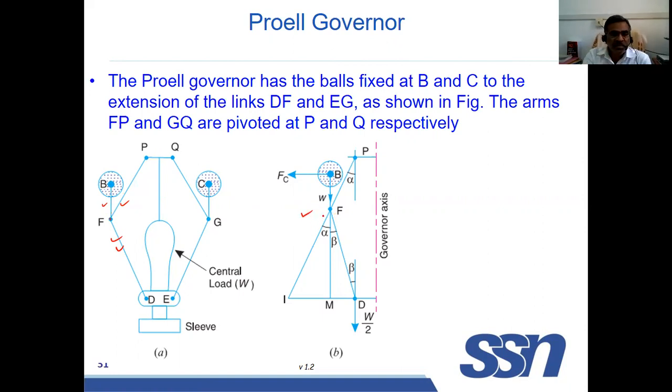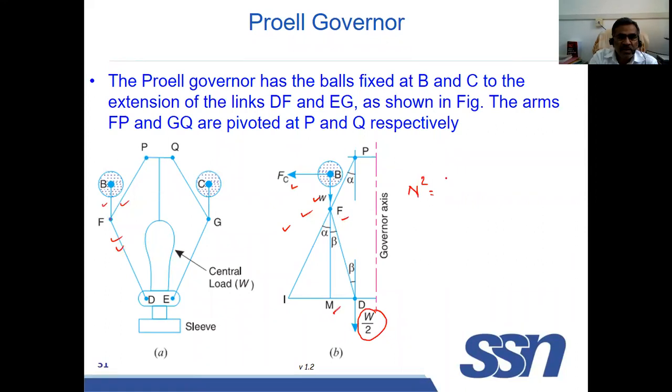So what forces are acting here? There is FC acting circumferentially outward, and the weight of the ball is acting here, and the sleeve mass is acting here. The weight of the sleeve is W, but we are taking one half, so W by 2. Writing the equilibrium equation and solving it, you will get the speed.